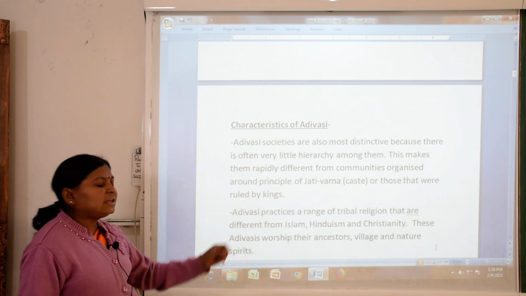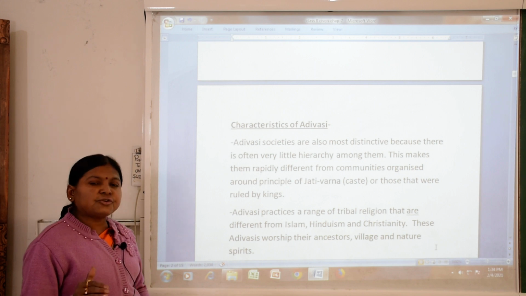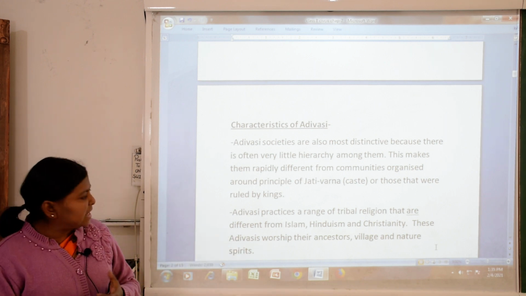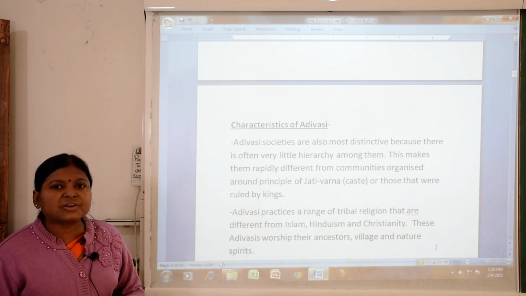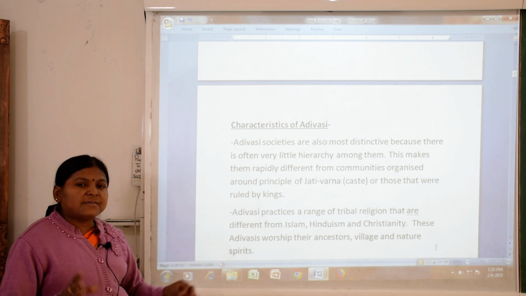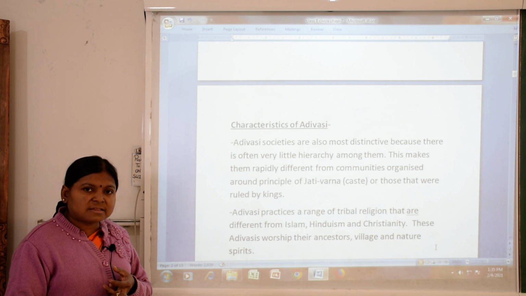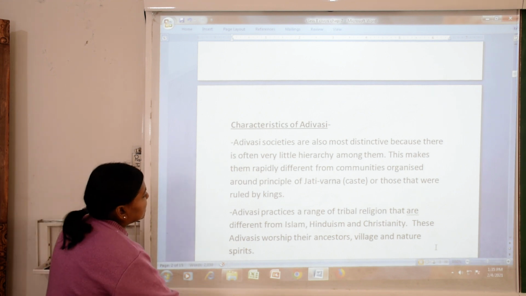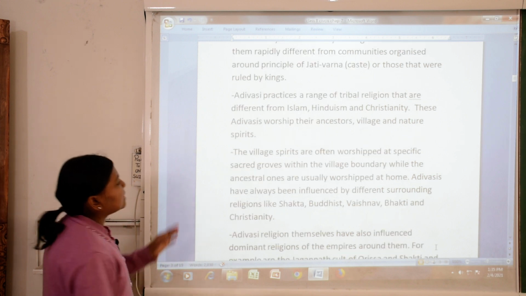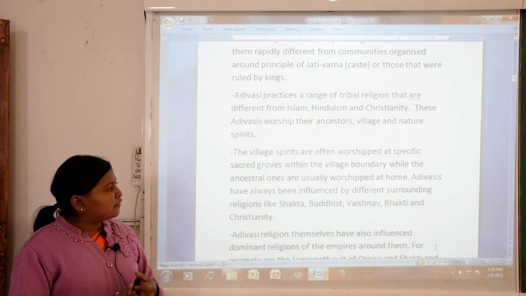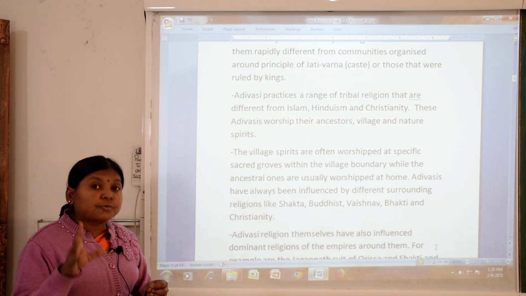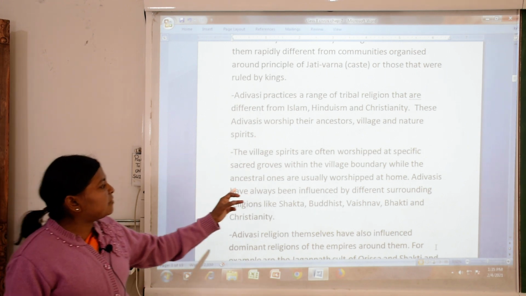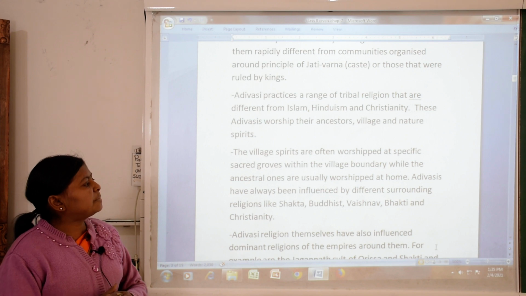See this, Adivasis practice a range of tribal religions that are different from Islam, Hinduism and Christianity. These Adivasis worship their ancestors, village and nature spirits. These are the different characteristics. The village spirits are often worshipped at specific sacred groves within the village boundary, while the ancestral ones are usually worshipped at home.